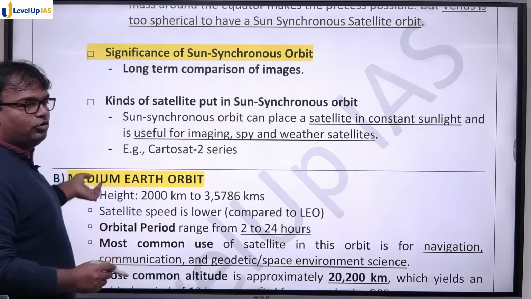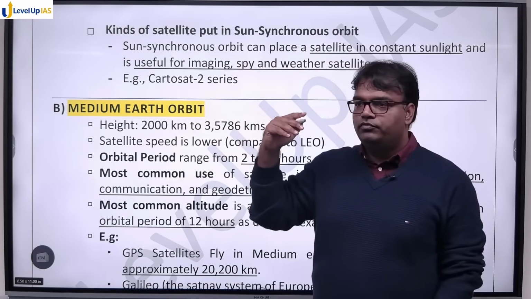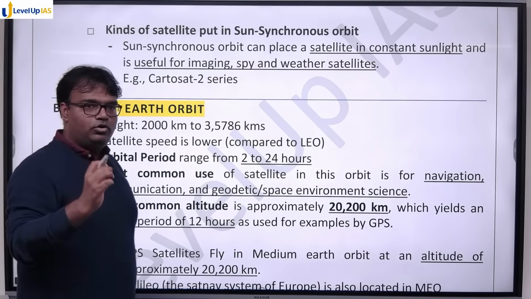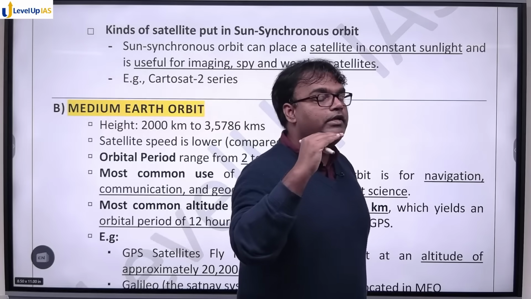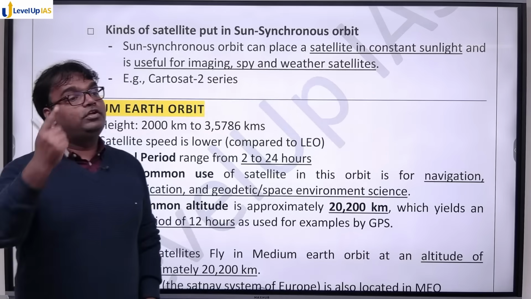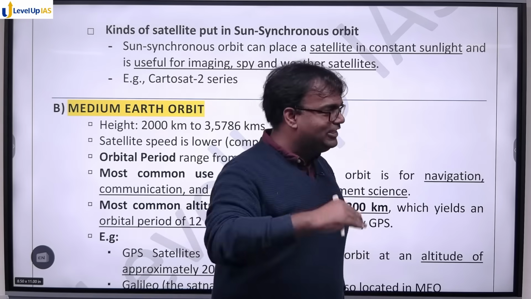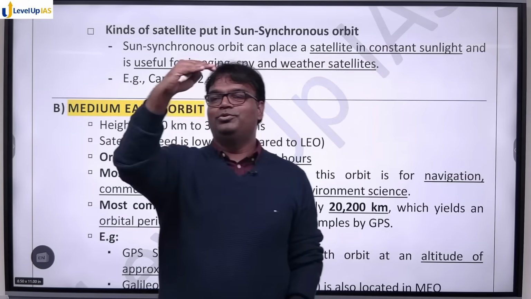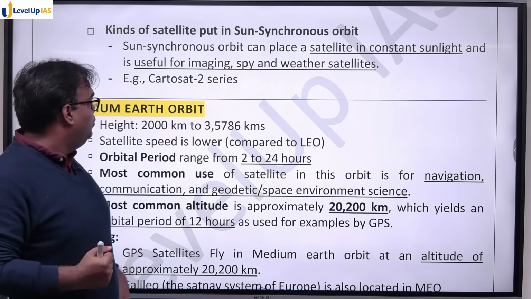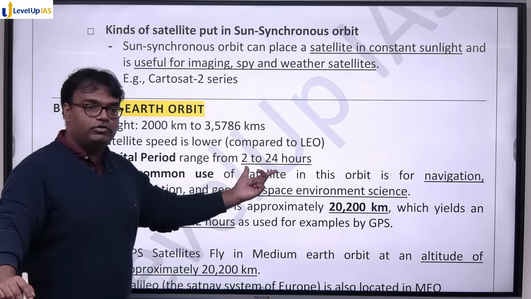Now, medium Earth orbit. What is medium Earth orbit? From 2000 kilometers to 35786 kilometers. From the height of 2000 kilometer to the height of 35786 kilometer is medium Earth orbit. Do we all understand this? At a height of 2000 kilometer, what was the orbital period of a circular orbit? 2 hours. At a height of 35786 kilometer, what is the orbital period? 24 hours. In between, what will be the time period? 2 hours to 24 hours. So for 2000 kilometer to 35786 kilometer, the orbital period will be 2 hours to 24 hours.